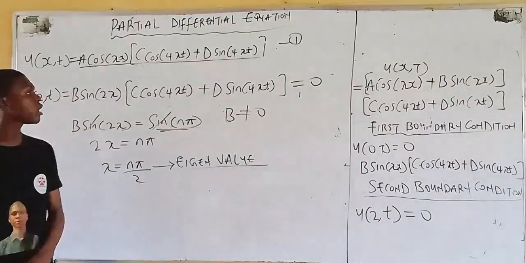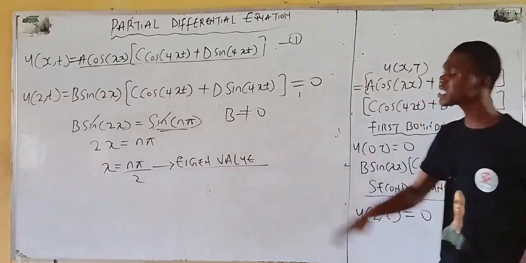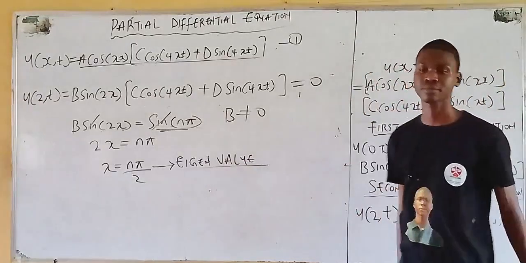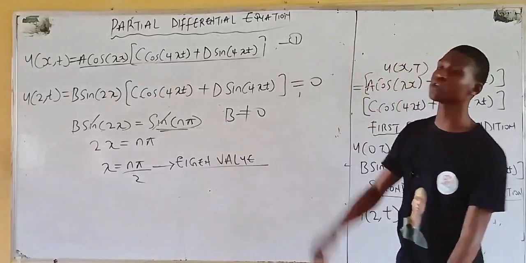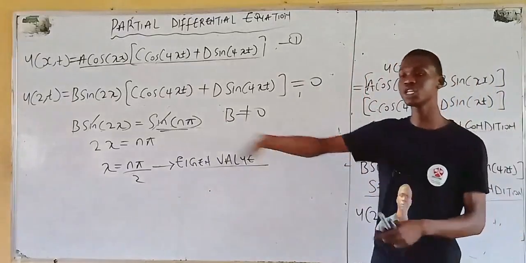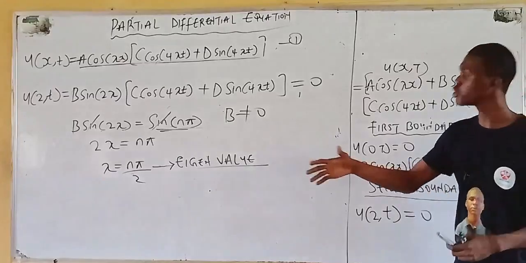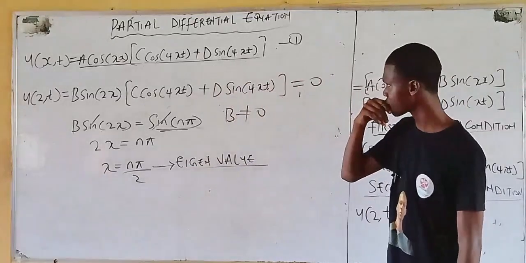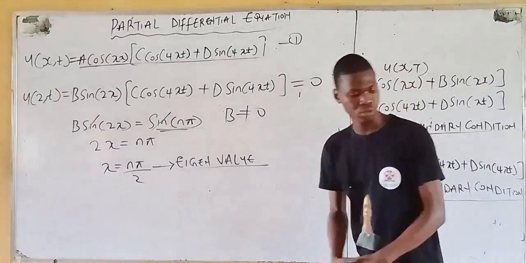Now the question is, what are we using this eigenvalue to obtain? What am I doing with it? This eigenvalue that we've gotten, you substitute it back into this equation. I said each eigenvalue has its own eigenequation. Meaning that anywhere you see lambda, you substitute n pi over 2.